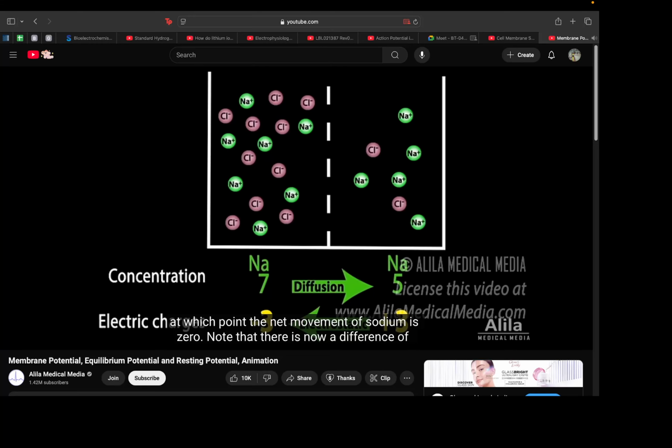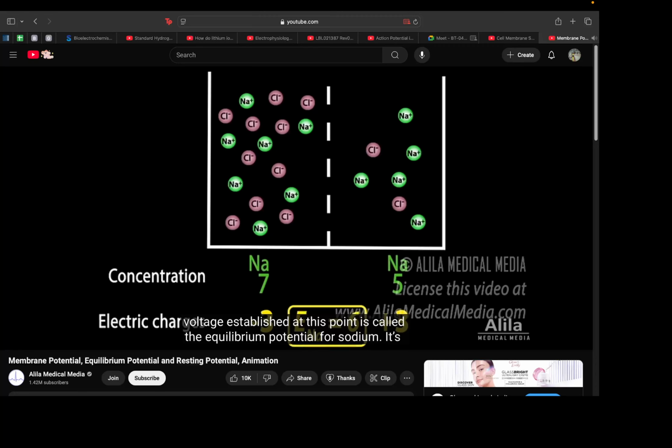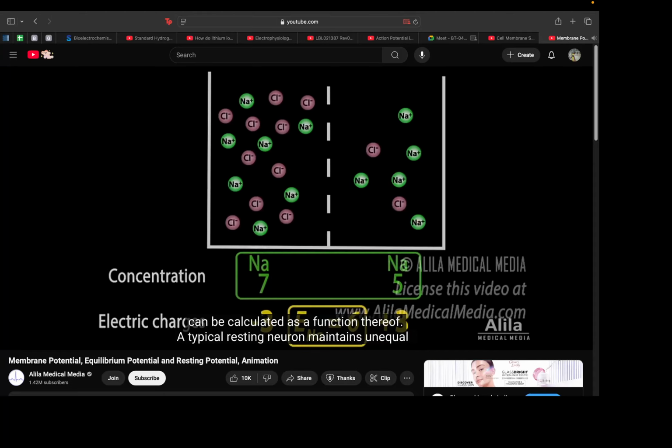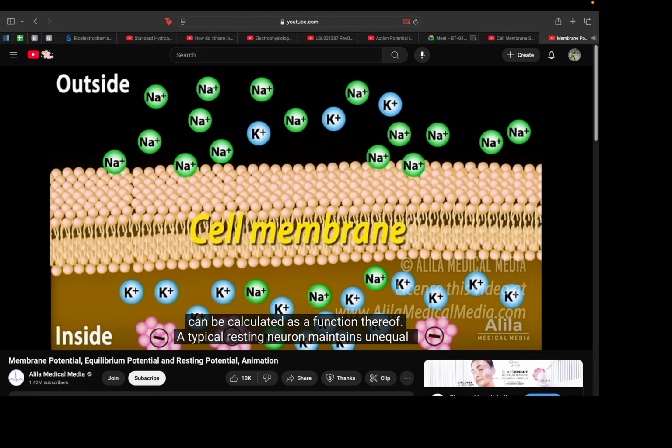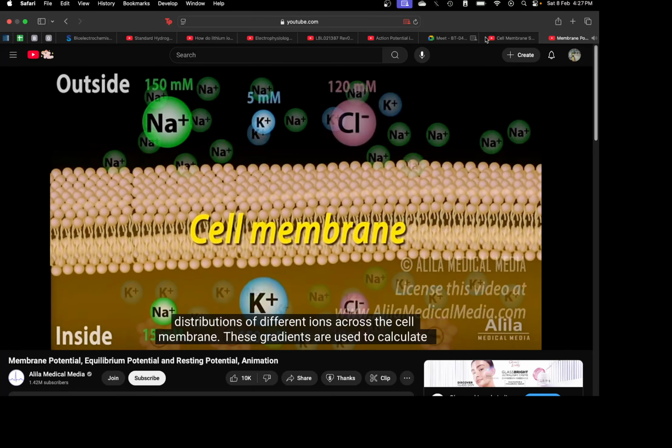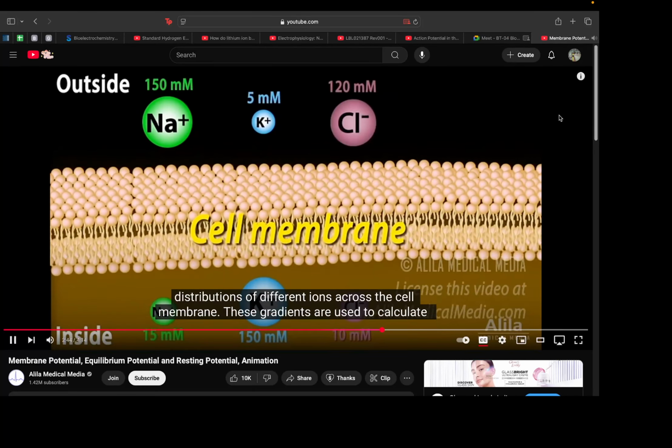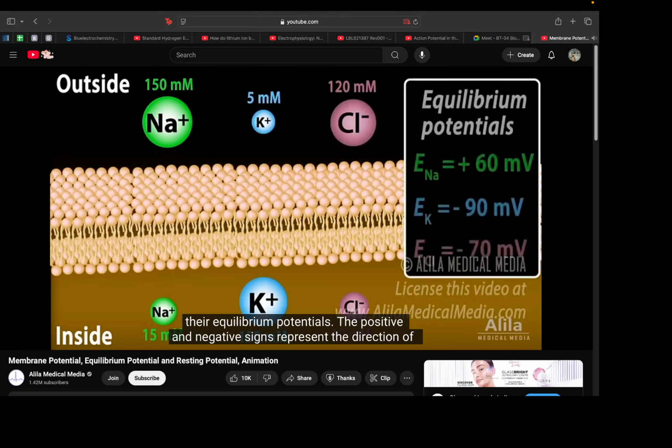Note that there is now a difference of electric charge across the membrane. There is also a concentration gradient of sodium. The two gradients are driving sodium in opposite directions with the exact same force. The voltage established at this point is called the equilibrium potential for sodium. It's the voltage required to maintain this particular concentration gradient and can be calculated as a function thereof. A typical resting neuron maintains unequal distributions of different ions across the cell membrane. These gradients are used to calculate their equilibrium potentials.